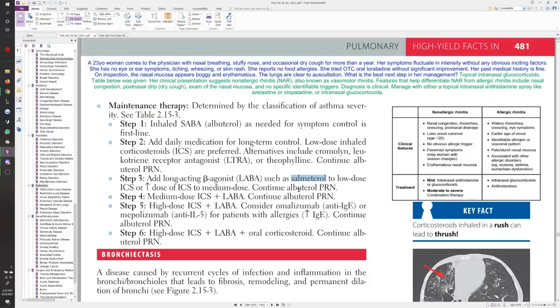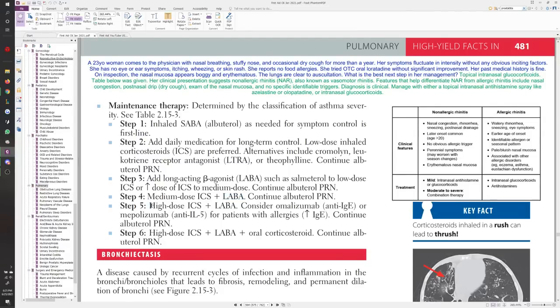Continue the albuterol, right? So now you have basically the person having albuterol and the salmeterol, as well as whatever you chose here in step 2. Now, if they still have problems, you increase the dose even more, right? Medium dose ICS plus the long-acting beta agonist, continue albuterol. So basically from step 3 to step 4, there's no real big difference. Step 5 is still pretty much the same.